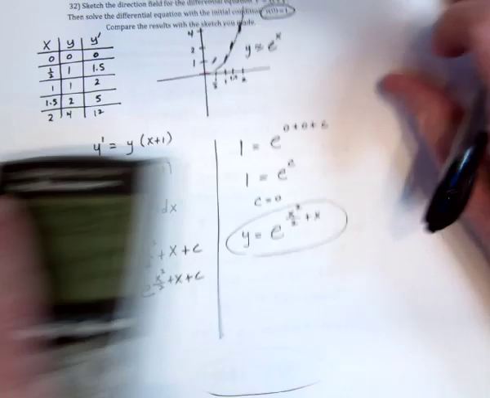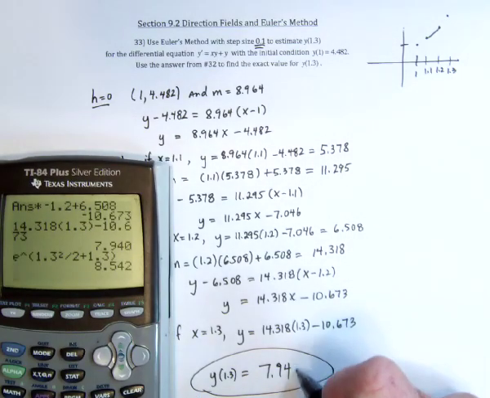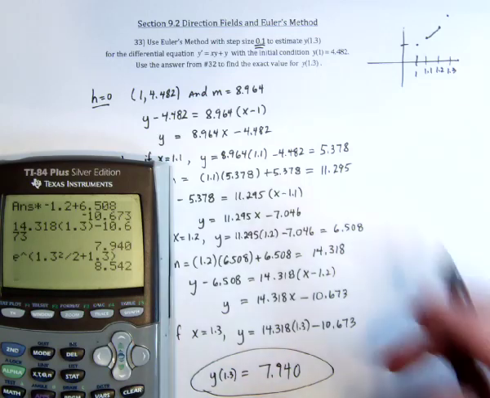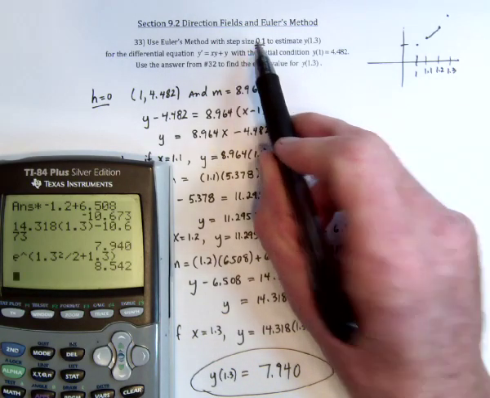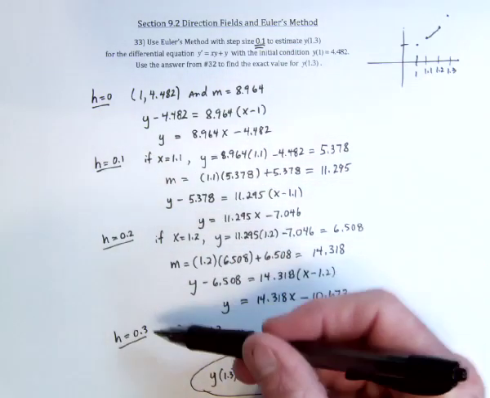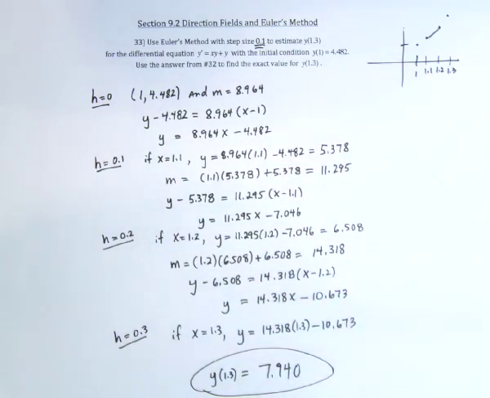And what we got was a 7.94. So it's off by a little more than a half a unit. So that's actually not too bad. If you wanted to be more accurate, of course, you just make this, say, 0.05, and then it would have taken us twice as many steps, but we would have had a more accurate answer.